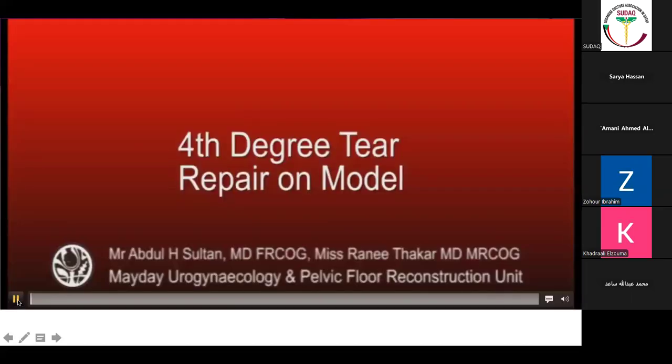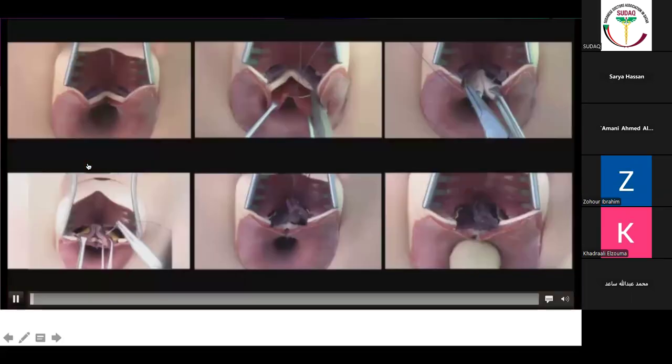Repair of 4th degree tear on model. You will now be shown repair of a 4th degree tear using a perfect.